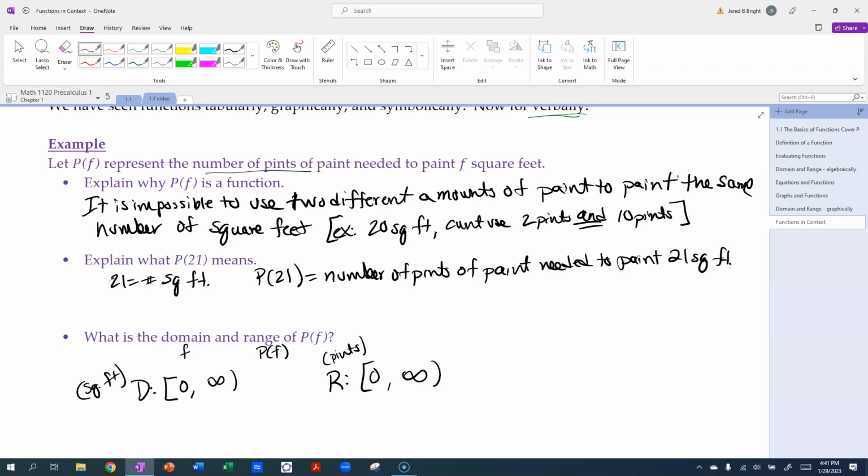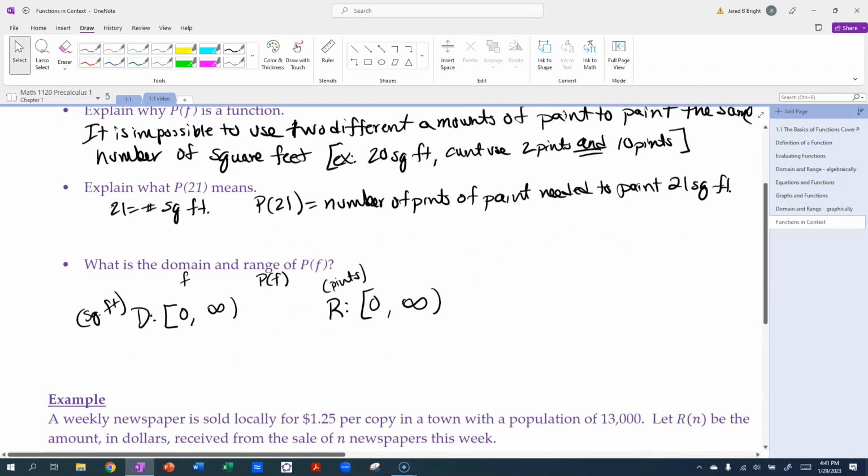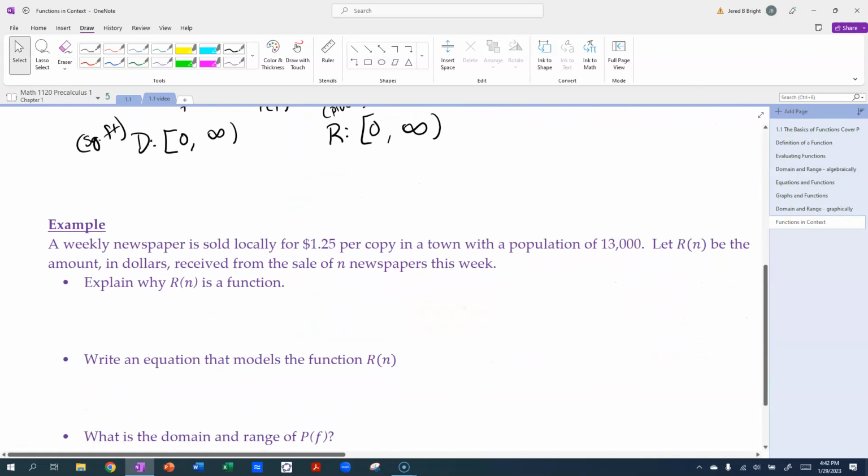And then you can have fractional amounts of pints, right? Like you might not use a whole pint, you might use a little bit of a pint. So that would be the domain and range for this case. Okay, and for some of this, you just need to reason it through, maybe talk with somebody to get your thinking out loud and confirm your ideas with them.